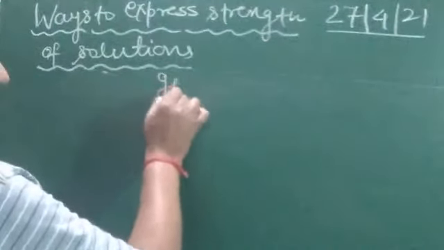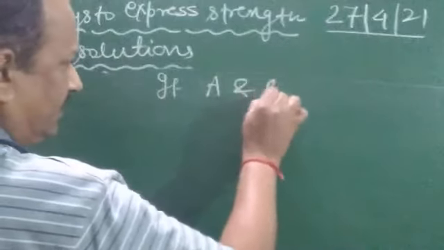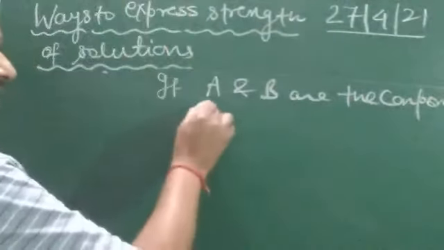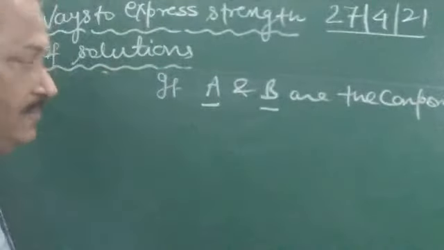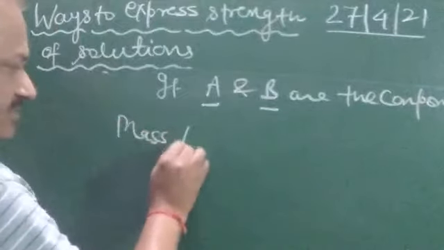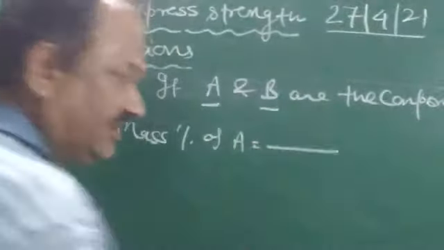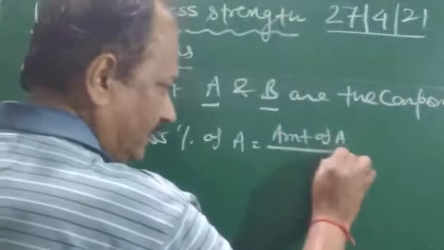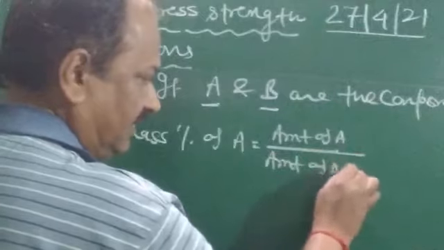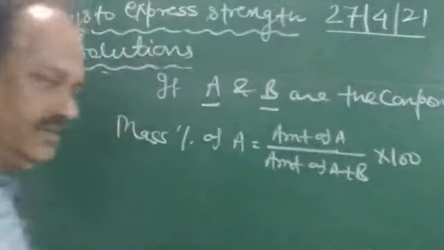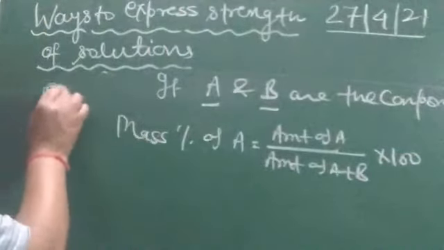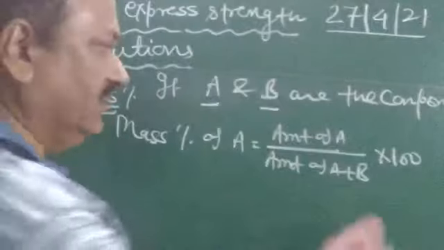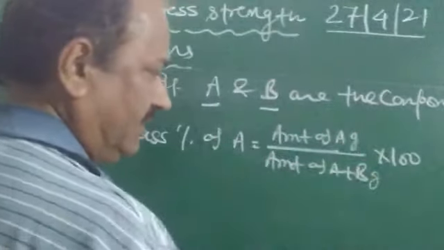If we have two components, if A and B are the components, let this be solute, this be solvent, or anything can be. So mass percentage of A will be equal to amount of A upon amount of A plus B into 100. So this is the first, mass percentage. Simply, we take the amount of A in grams, and the amount of A and B in terms of grams.